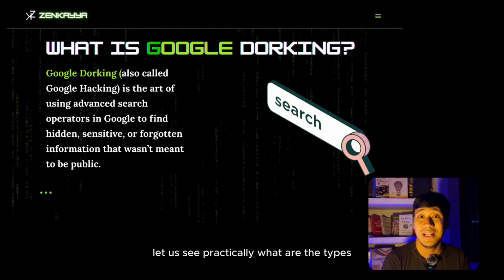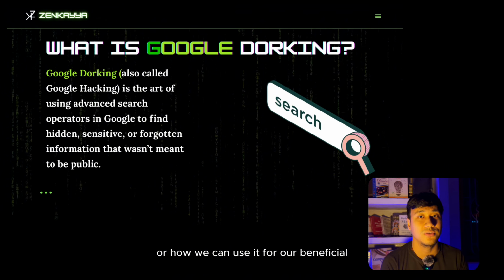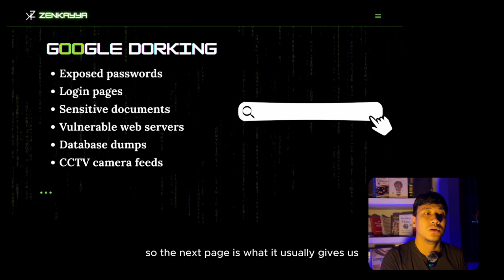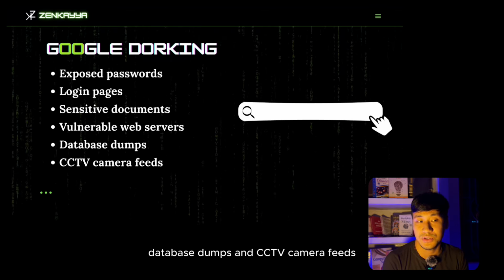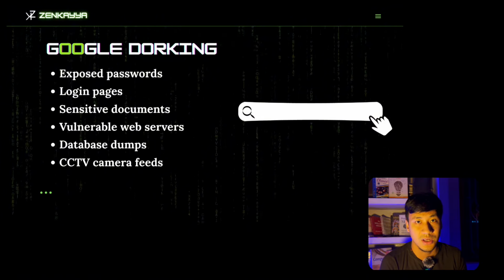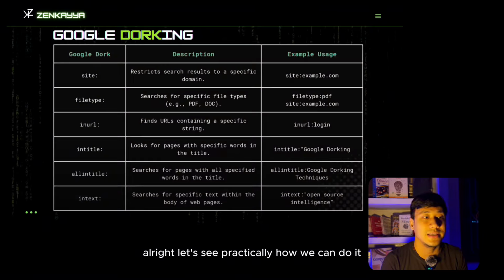Alright, so let us see practically what the types are and how we can use it to our benefit. The next page shows what it usually gives us. It can give you exposed passwords, login pages, sensitive documents, vulnerabilities, web servers, database dumps, and CCTV camera feeds. All these things you might get if you do Google Dorking. All right, let's see practically how we can do it.